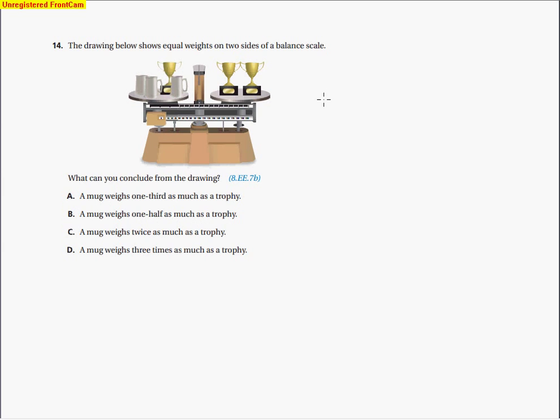Okay, so let's try to write an equation for this. So we've got 3 mugs plus 1 trophy equals 2 trophies. Okay, so let's go ahead and solve a little bit. So I'm going to subtract the t from all sides, and so it looks like 3 mugs equals 1 trophy. Oh, that's exactly what I read on the first one. A mug weighs 1/3 as much of a trophy. So if I go ahead and solve for m, if I divide by 3, that would make sense. M equals 1/3 times a trophy. So 1/3 as much as a trophy.